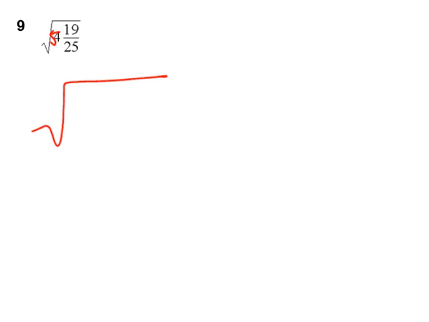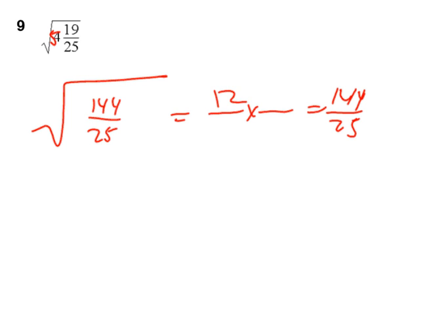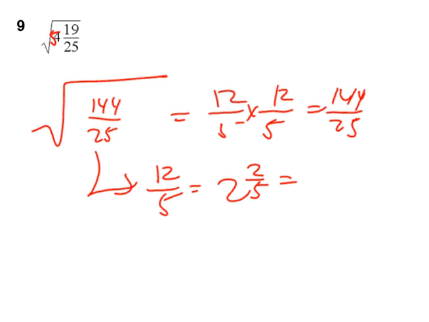So if it was 5 and 19/25 as a mixed fraction, it's going to be 144 over 25. I made a mistake. What fraction multiplied by itself gives this 144 over 25? Well, the answer is going to be 12 over 5. So therefore, your answer is going to be 12 over 5, which is equal to 2 and 2/5, which is equal to 2.4. So either one is fine.